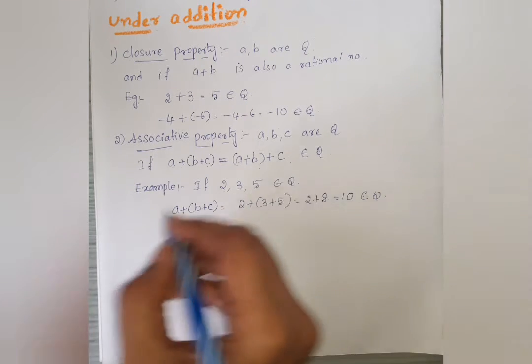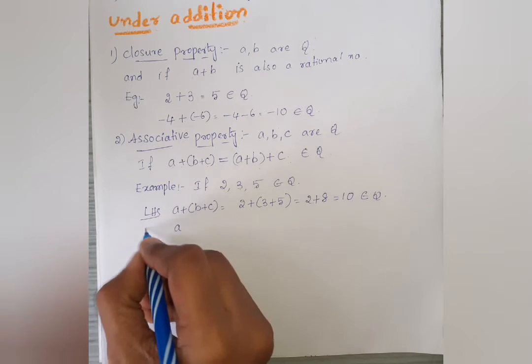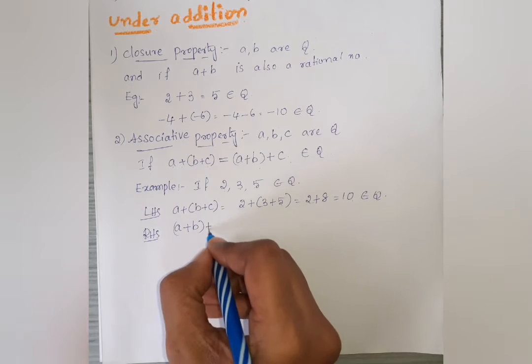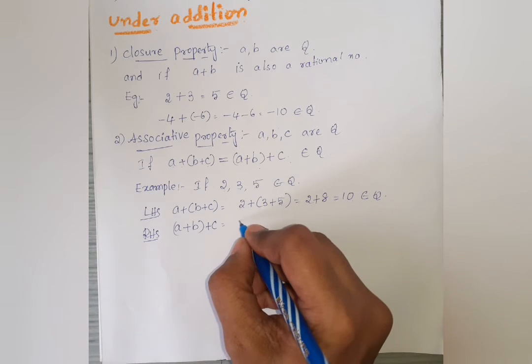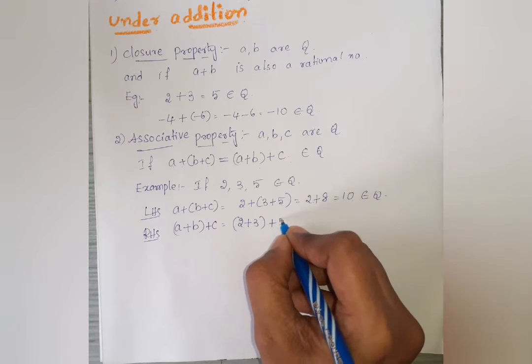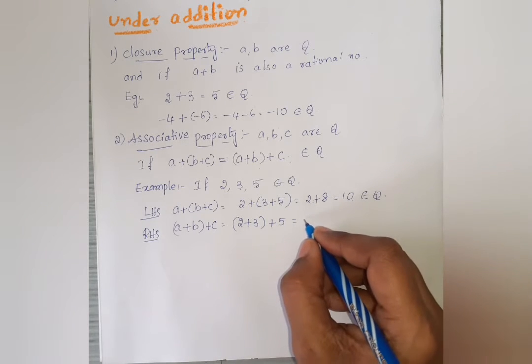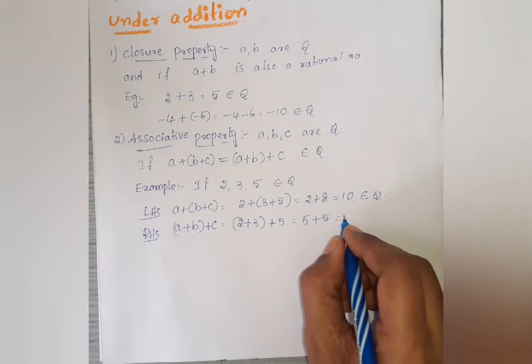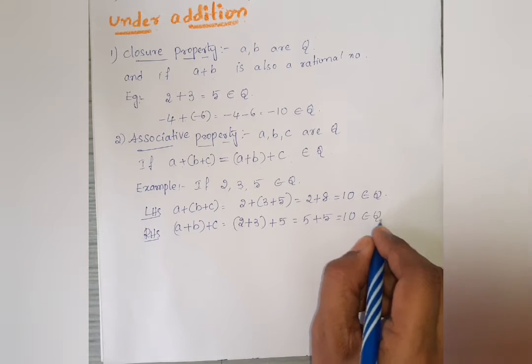Next the right hand side, so this was the left hand side. Now the right hand side, (a plus b) plus c, 2 plus 3 plus 5. So 2 plus 3 is 5, plus outside we still have 5, so 5 plus 5 is 10. So this is also a rational number.